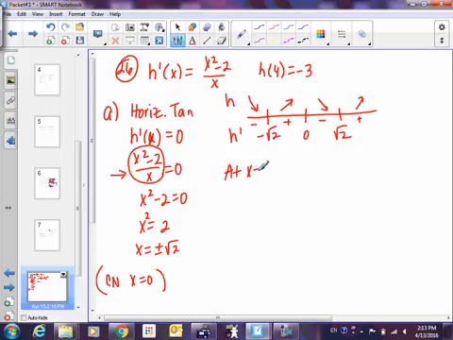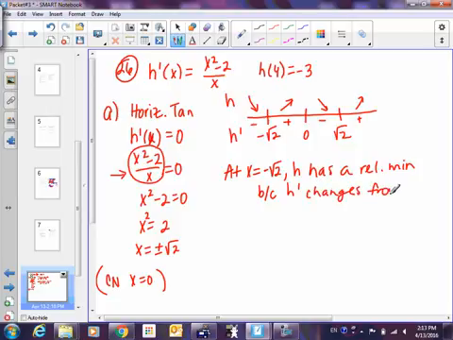Okay, so at x equals negative root 2, what do we have? h has a relative min. We want a justification because h prime changes from negative to positive. We do not have to talk about that there's a max at 0.